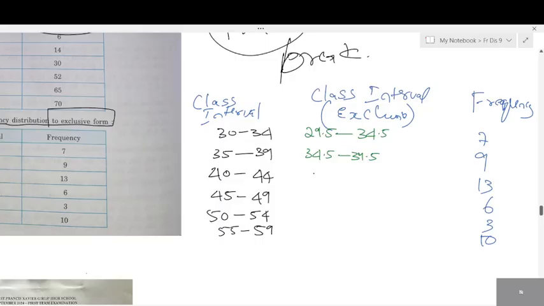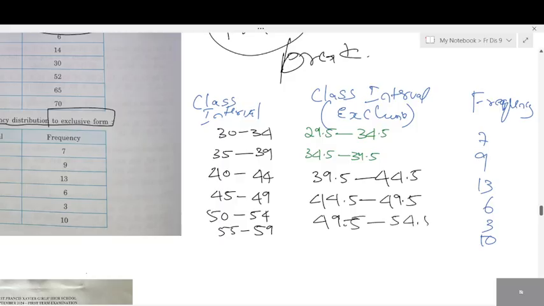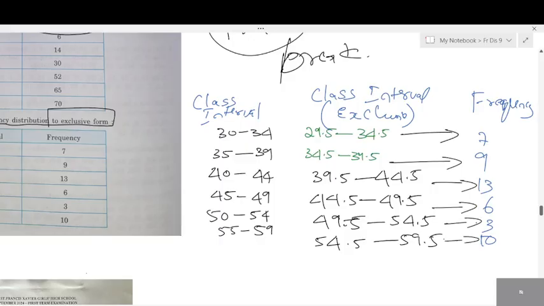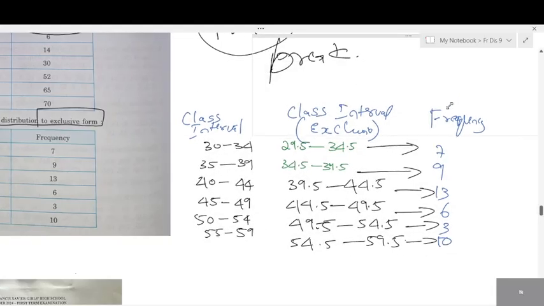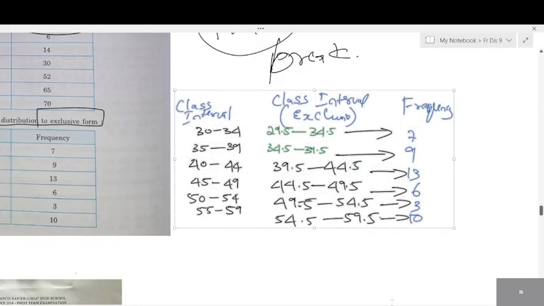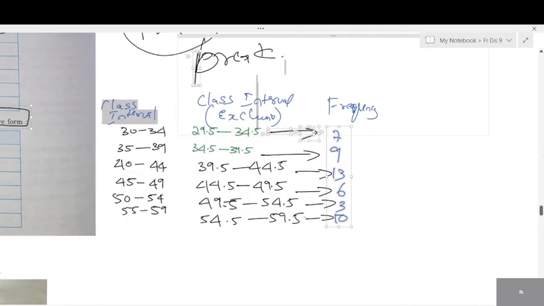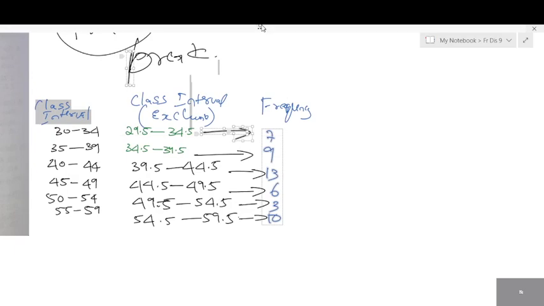Okay. What are the other values you get? 39.5 to 44.5. 44.5 to 49. 54.5 to, the 5 is gone. These are the values 7, 9, 13. I don't think they may give this, it's an easy concept. Conversion, remember, converting to exclusive form. Exclusive meaning is continuous, and most of the concepts depend on continuous values, students.